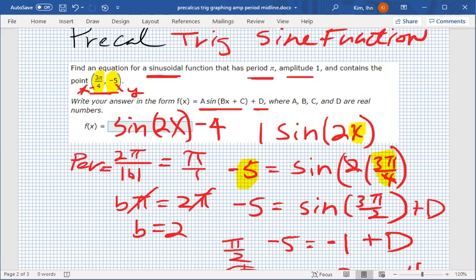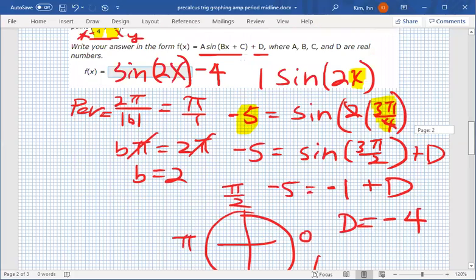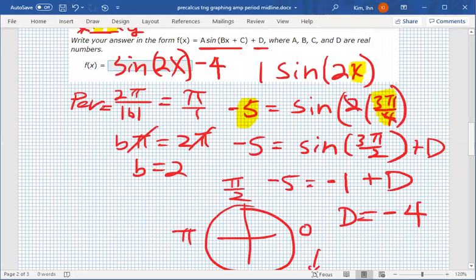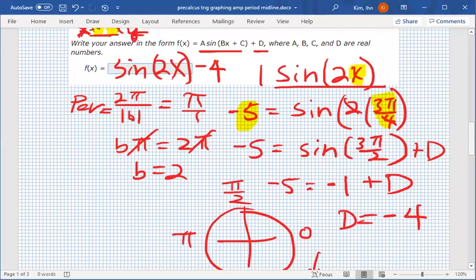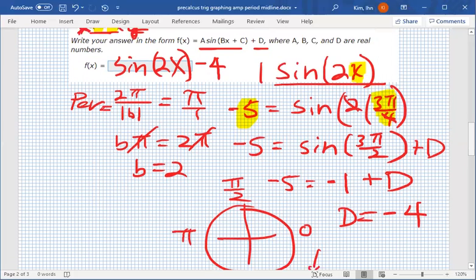So I hope that helps. Now, don't just stop. The lesson here is don't just stop right over here. You have to go a little further and plug in the points, because remember this equation includes this x value and this y value. So you have to plug it in, and then you can find the d value. The d value is actually the shifting up and down.